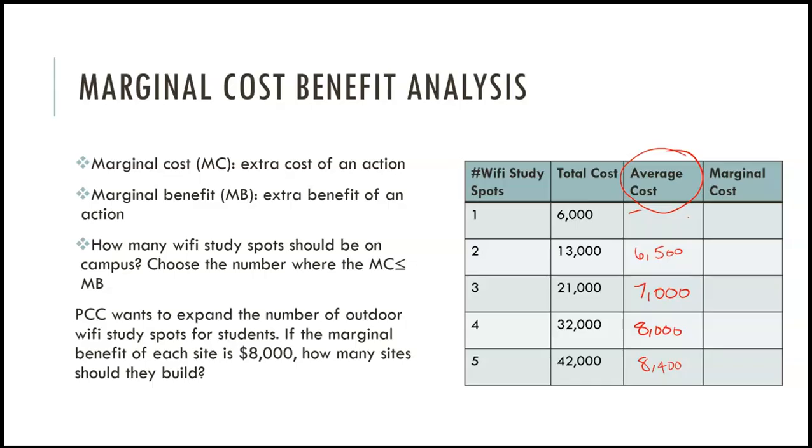Oftentimes when people are doing cost-benefit analysis in their own personal lives, they look at average costs. So how much is one slice of pizza going to cost me? If I buy a whole pizza, how much is it going to cost me per slice? Marginal cost-benefit analysis says we don't want to look at the average cost, we want to look at the extra cost.